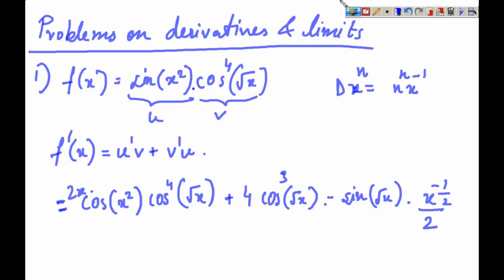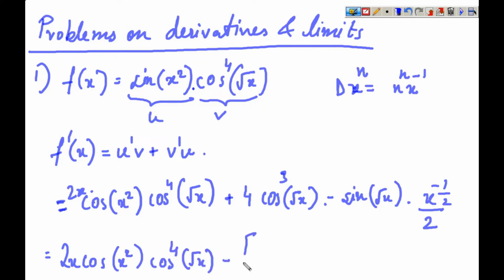So therefore the derivative will come out to be 2x cos of x square multiplied by cos 4 under root x minus 2 cos 3 under root x times sine of under root x times 1 by under root x. So this will be the derivative of this function.